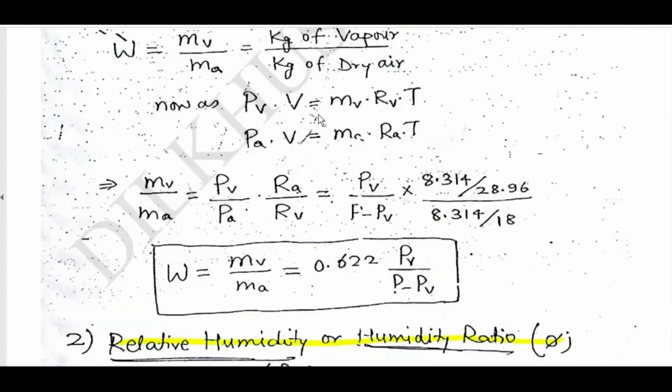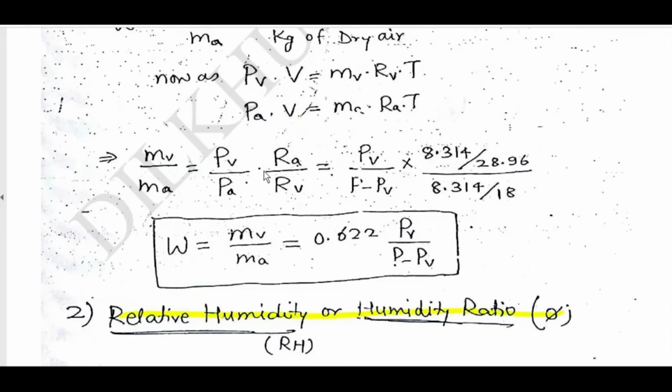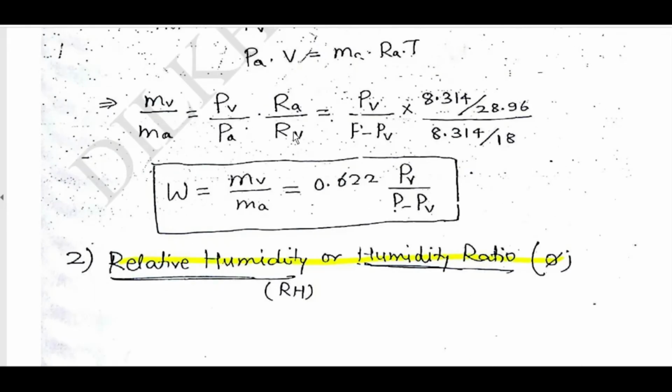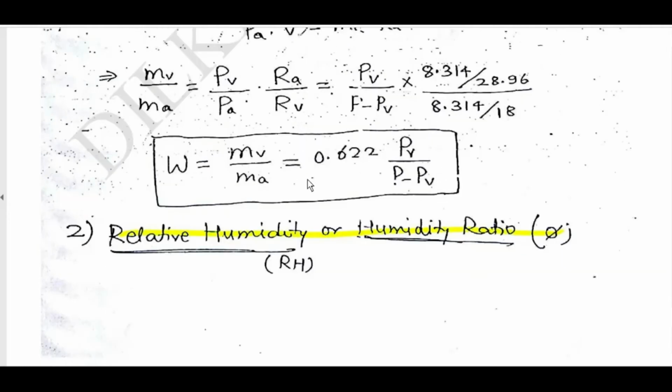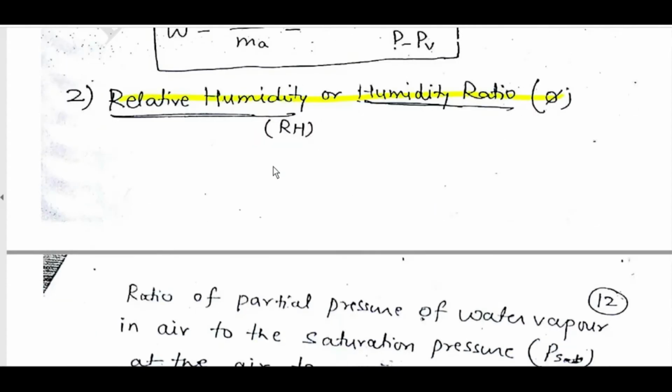Now as PV·V = mv·Rv·T and PA·V = ma·Ra·T, mv/ma = (PV/PA)·(RA/RV) = PV/(P − PV) × 8.314/28.96 × 18/8.314. So W = mv/ma = 0.622·PV/(P − PV).